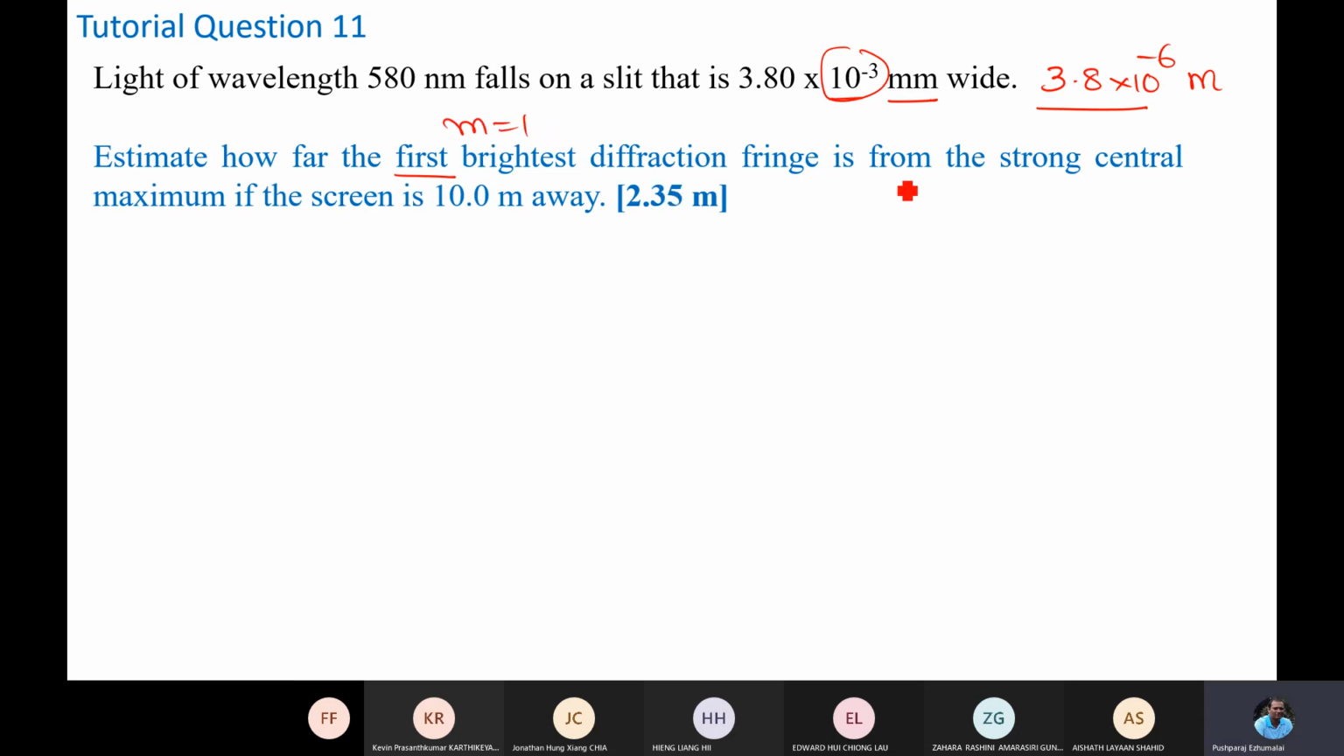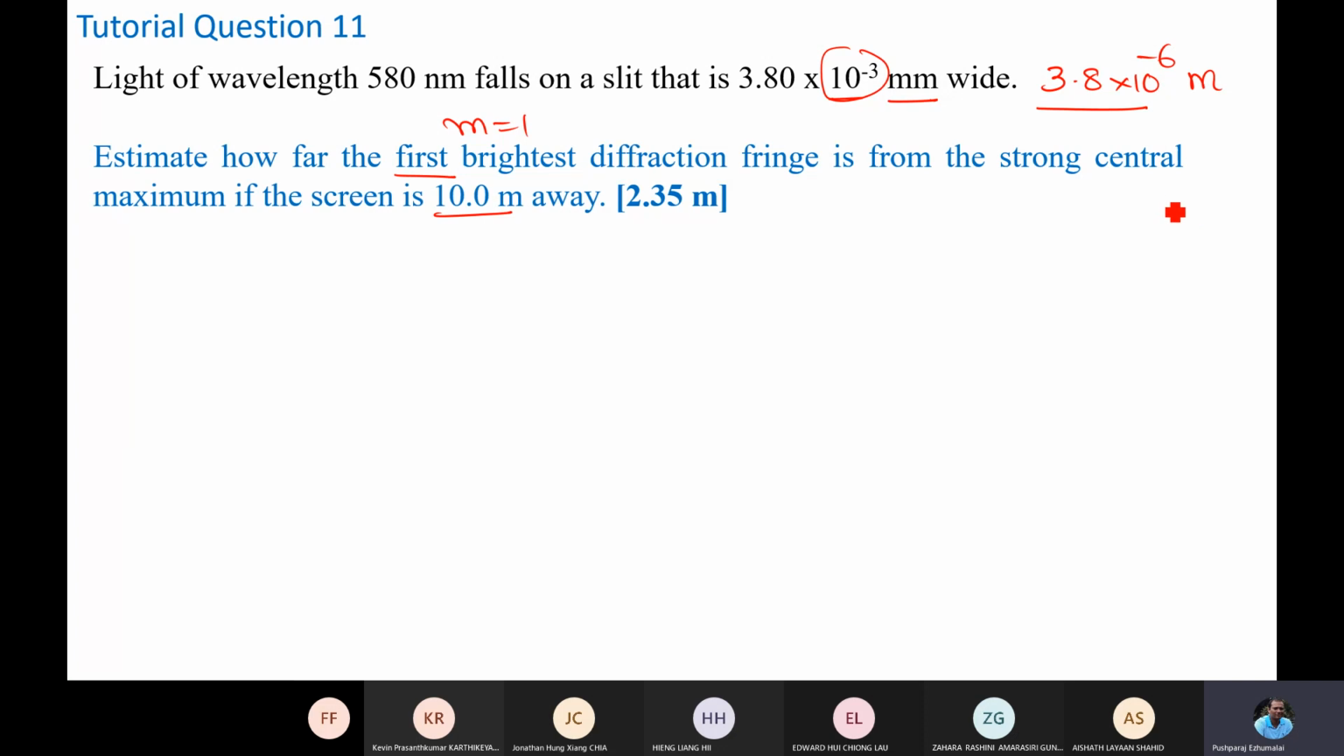Now estimate how far the first bright, which means m equal to 1, diffraction fringe is from the central strong maxima if the screen is 10 meter away. So how far is the first bright? We need to find out. So we need to find the y value.